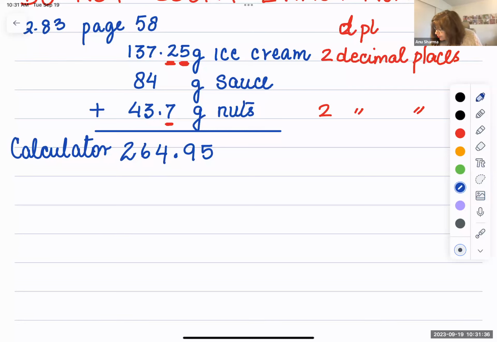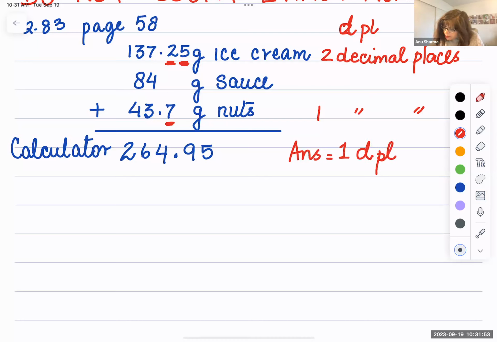Oh, sorry, it should be 43.71. Yes, it should be just 1. So your final answer should have only 1 decimal place. But this is what you get from the calculator. Write down what you get from the calculator and then work around it.